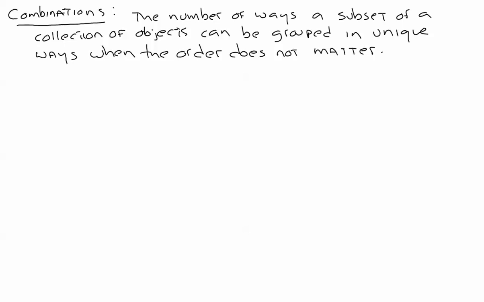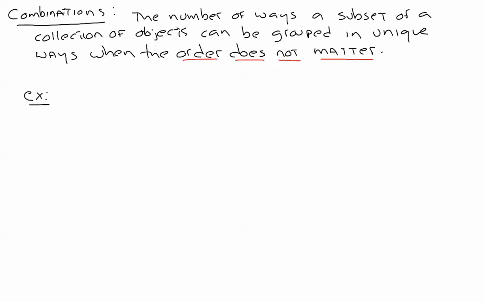All right, so combinations are the number of ways that a subset of a collection of objects can be grouped in unique ways when, and this is very important, the order does not matter. If the order of the groupings matters, we get into a slightly different concept known as permutations. We'll talk about permutations a bit later on in the semester. But for now, what we're looking at are combinations, and the order of the groupings does not matter. All right, this is best demonstrated by example.